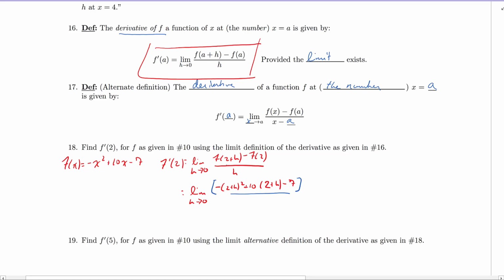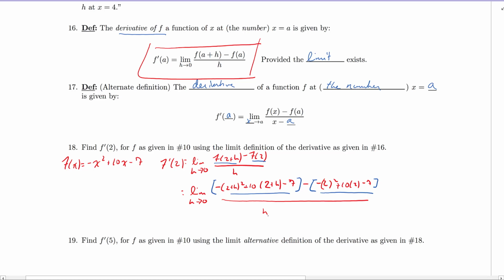Let me just put brackets around this expression. This entire expression right here is this piece of the limit definition, minus, then we put a bracket, and now I'm just going to take this function right here and input 2, so negative 2 quantity squared plus 10 times 2 minus 7. And so this expression right here is just this expression in the definition of the derivative all over h.